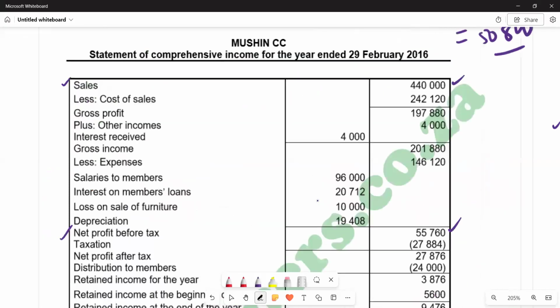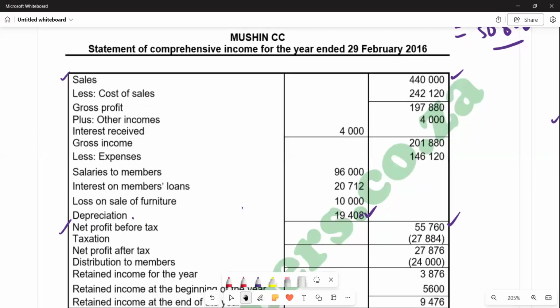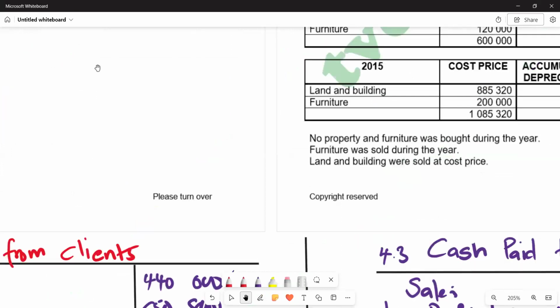You'll see that we have depreciation stated here, 19,408. This is our depreciation. It's one of them. Then we can also check profit or loss on disposal. If we have it, we see that we've got loss on furniture, which is 10,000 here. So we are going to adjust for that. We can just pick those two at the moment and then go there and adjust them.